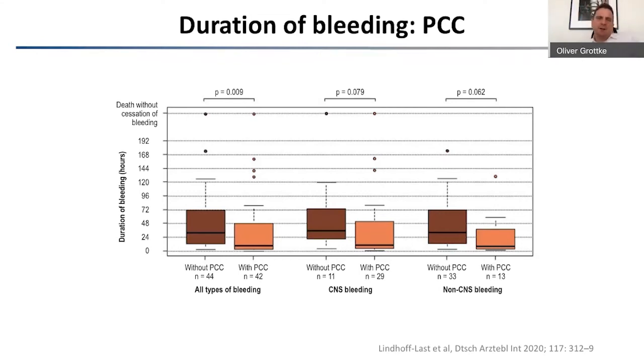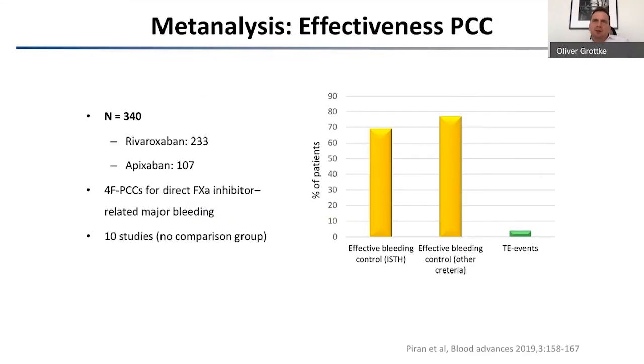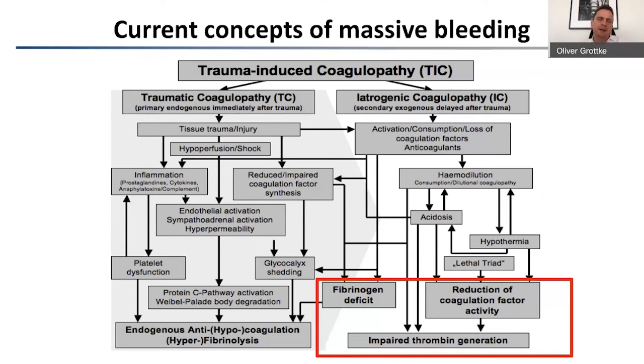You can see again, similar to the VKA, the duration of bleeding was significantly shortened when the patients received the four-factor PCC. This is also confirmed in the meta-analysis of the effectiveness of four-factor PCC, 340 patients. The effectiveness of controlling hemostasis was about 80%. So we have data showing that four-factor PCC is used for the reversal of VKA. There's growing evidence also to use the four-factor PCC for DOAC reversal.